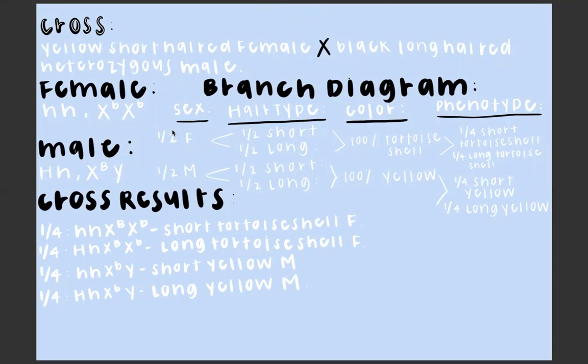So half of the results were male and half of the results were female. And from the female, half were short and half were long, and same with the male. The female, the half short and half long, were 100% tortoiseshell, and the male, half short, half long, were all 100% yellow. That resulted in 1/4 short tortoiseshell, 1/4 long tortoiseshell for the female, and then for the male, 1/4 short yellow and 1/4 long yellow.